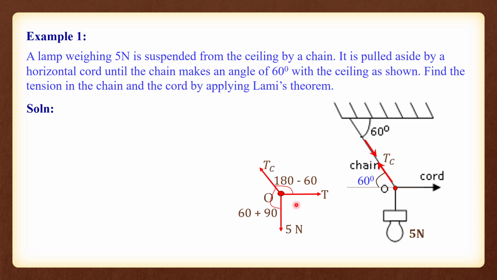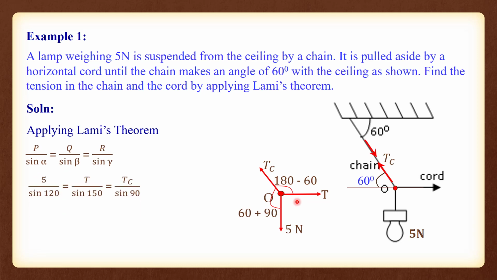Now what is this angle? That will be 90 itself, right? Now we are going to apply Lami's theorem. What is Lami's theorem? 5 divided by sine of this angle will be equal to T divided by sine of this angle. That will be equal to TC divided by sine of this angle, right? So that is Lami's theorem.